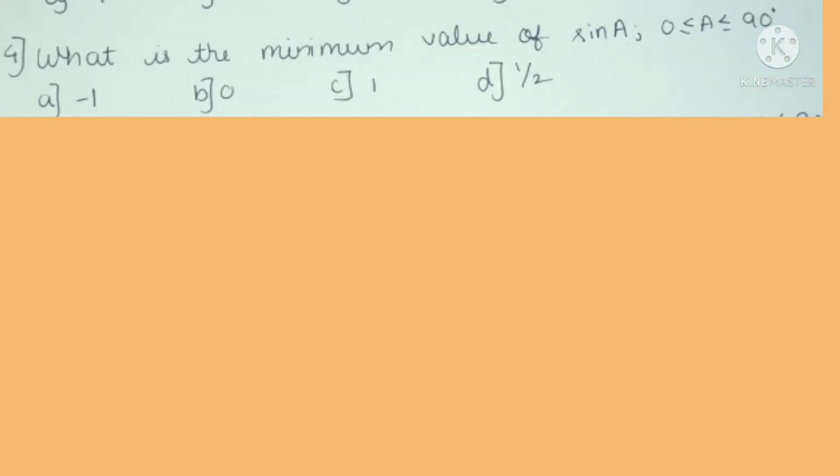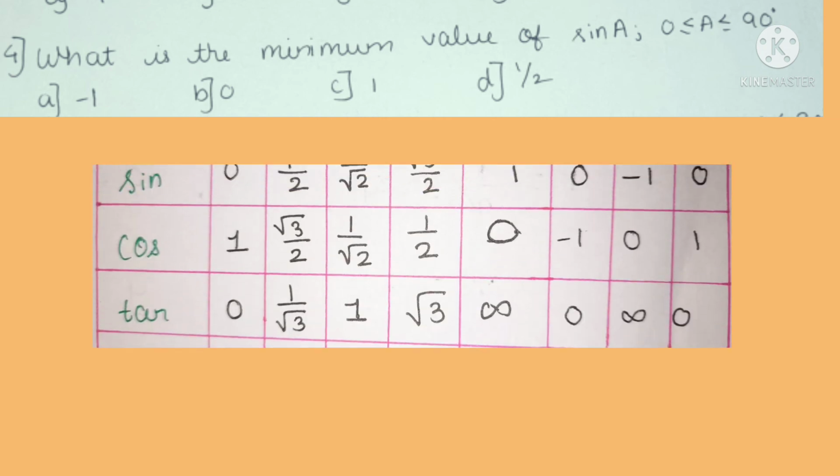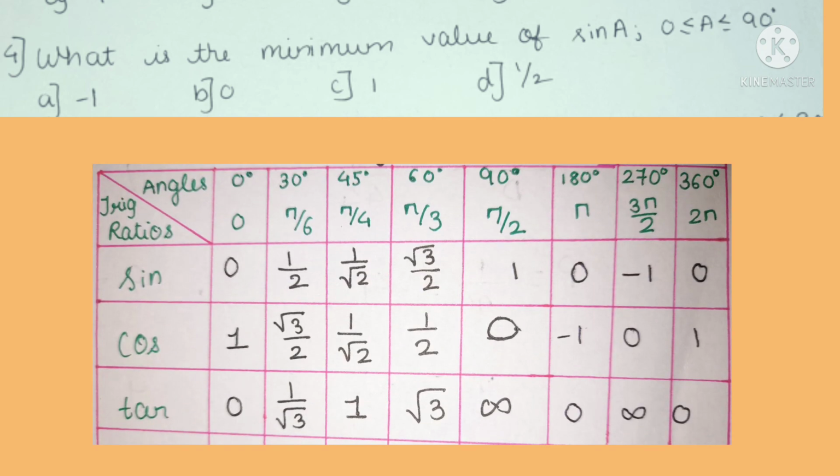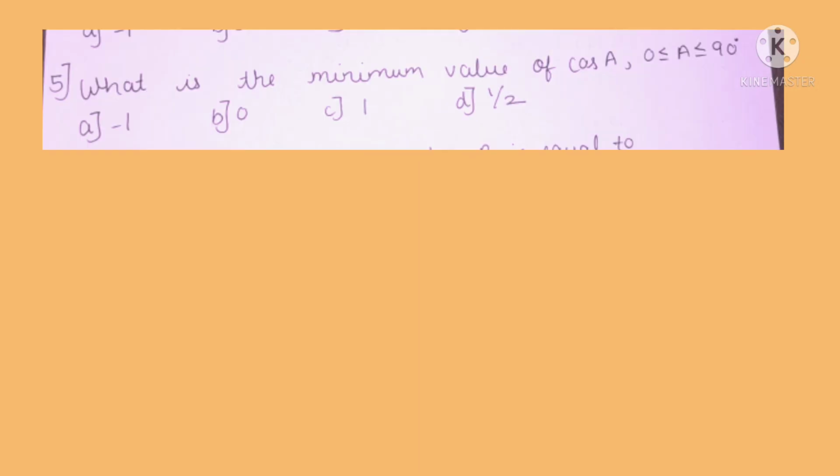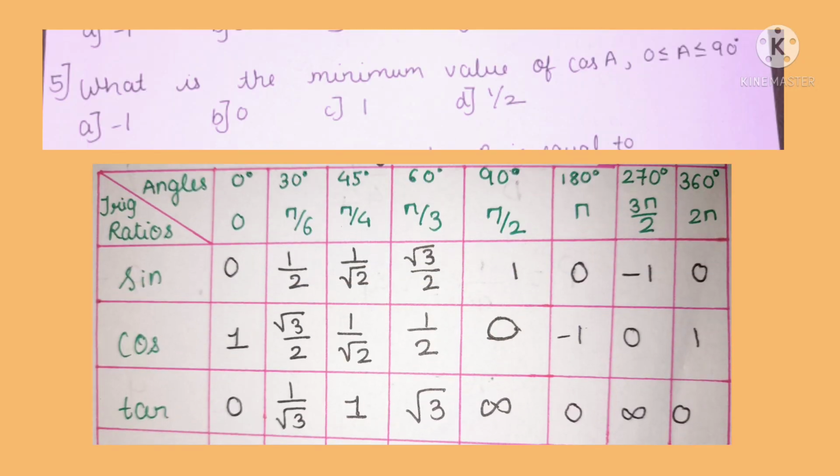What is the minimum value of sine A if A lies between 0 and 90? With the help of the trigonometry table, we can easily identify the minimum value of sine will be absolutely 0, so the option will be B. For the fifth main question, it's absolutely the same as the fourth.